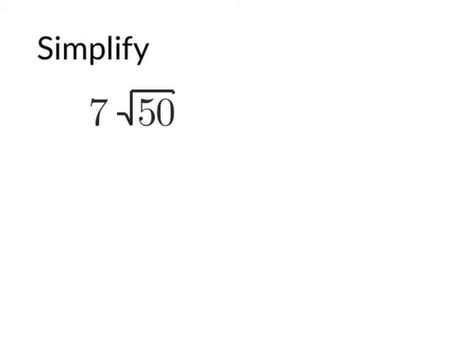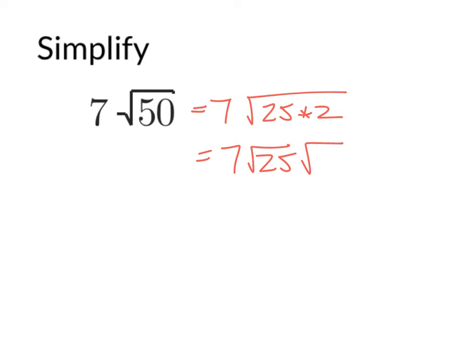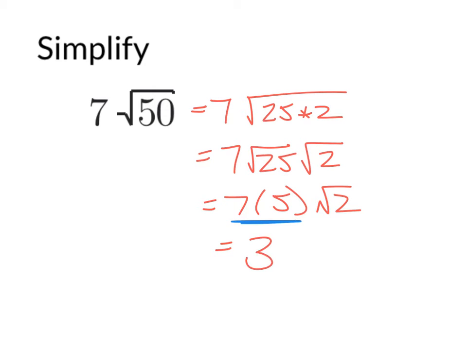For one more example, let's simplify 7 square root of 50. So the square root of 50 would be square root of 25 times 2. Splitting up the square root, we get 7 times the square root of 25 times the square root of 2. The square root of 25 is 5, and the square root of 2 is the square root of 2. So we only multiply together those things that are not under the square root. So 7 and 5 is 35, and then we have that square root of 2 afterwards.